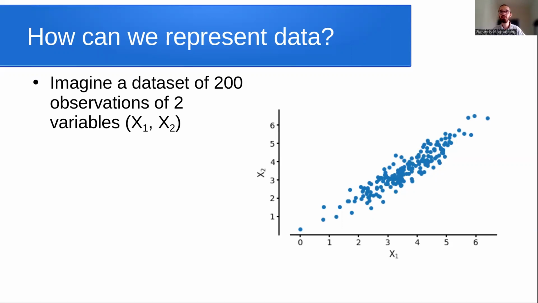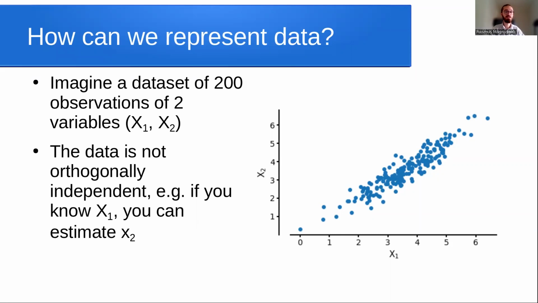Just by looking at it, you can immediately see that there is a very clear dependence between these two variables. They are not independent. So if you know x1, you could easily predict x2 and vice versa. Mathematically speaking, you could say that they are not orthogonal. And as I said, they carry some kind of mutual information about each other.